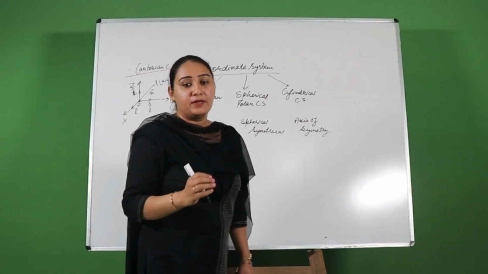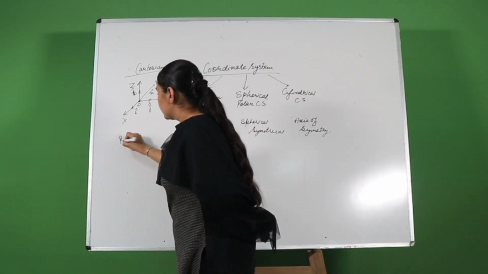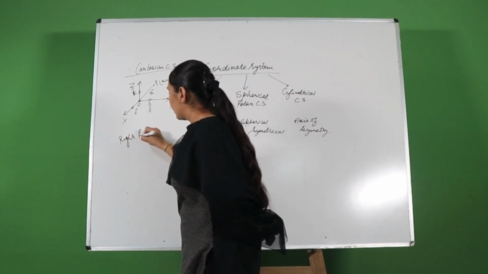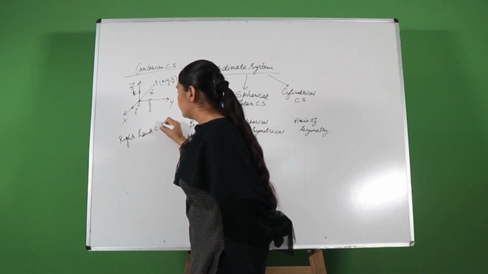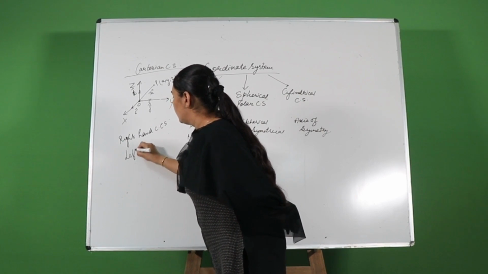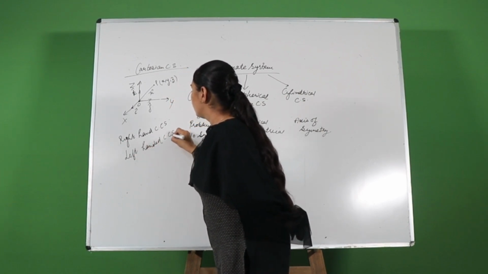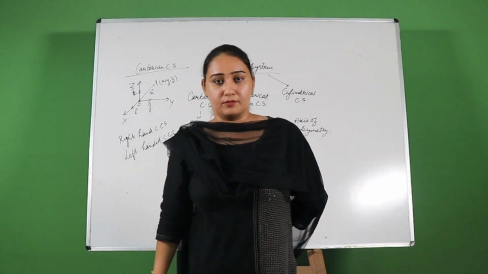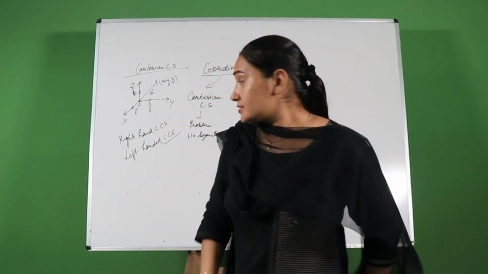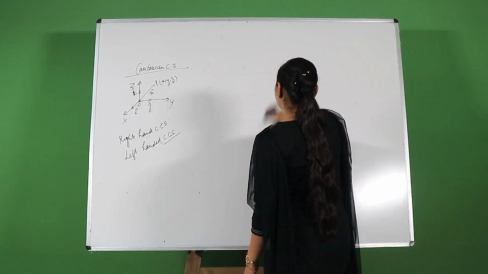Now there can be two types of Cartesian coordinate systems. One is a right-handed Cartesian coordinate system and the second is a left-handed Cartesian coordinate system. What do I mean by this? Right-handed and left-handed Cartesian coordinate system.